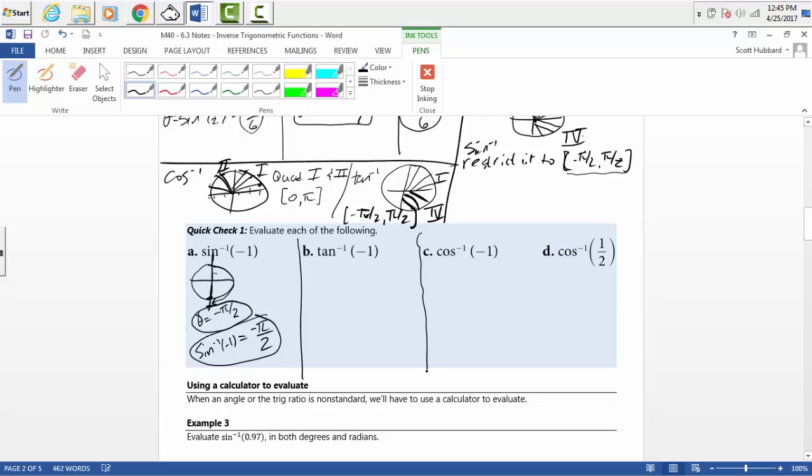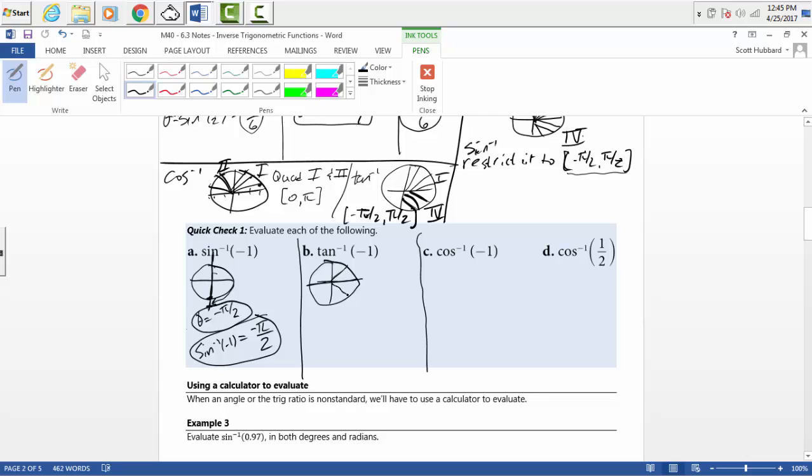Let's talk about tangent inverse of negative 1. Well, this is where, again, there's going to be a pi over 4, and the reason is that I need sine and cosine to be the same, except I need one to be negative. So it's not going to be this pi over 4 because they're both the same here. That would give me a positive 1. We just did that.